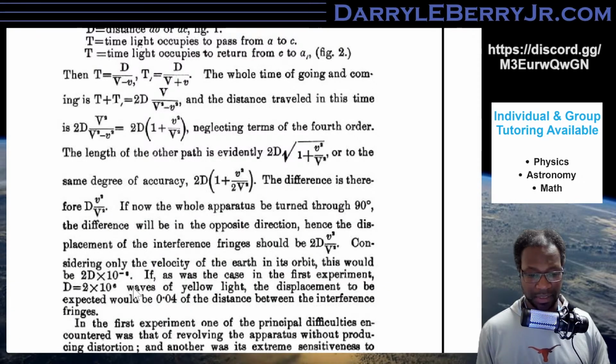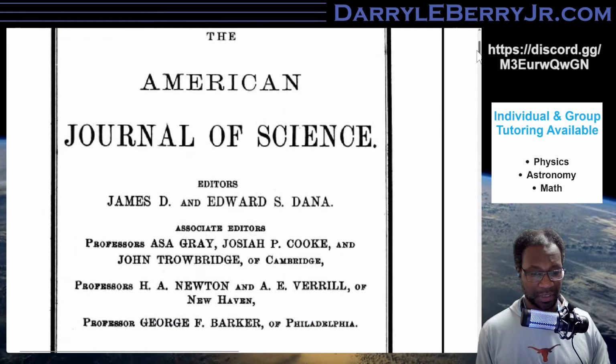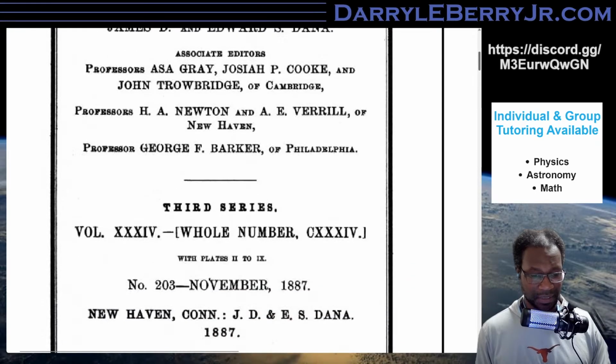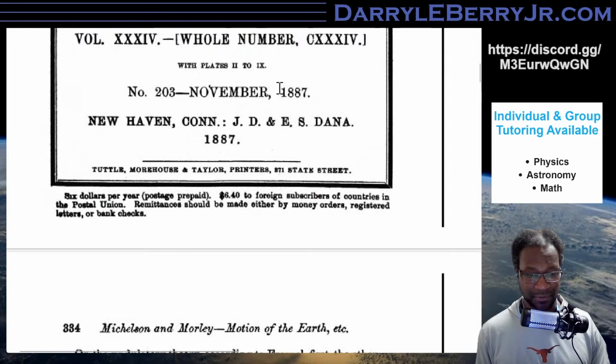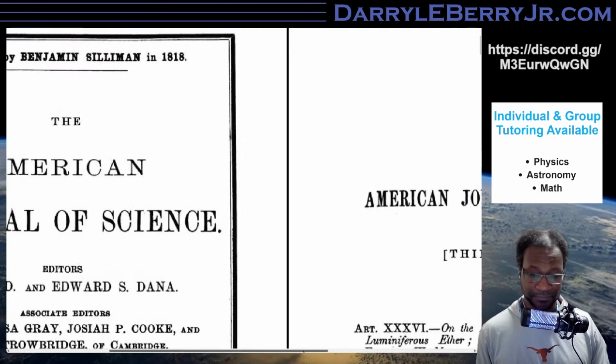So this will be the Michelson-Morley paper. It was actually from the late 1800s, so this stuff has been going on for a while, in the American Journal of Science, 1887. So this experiment, we've known about the constancy of the speed of light for a few centuries now.